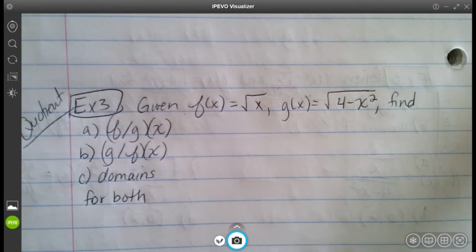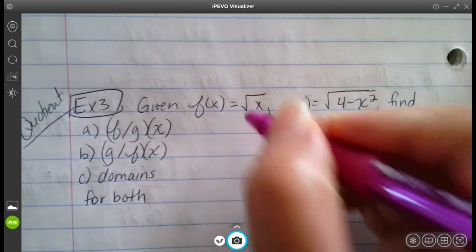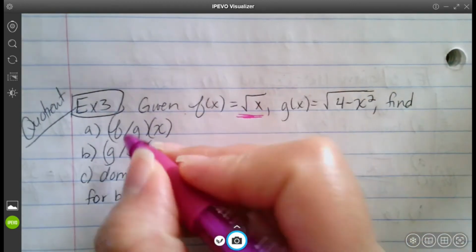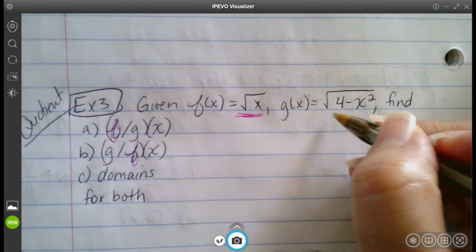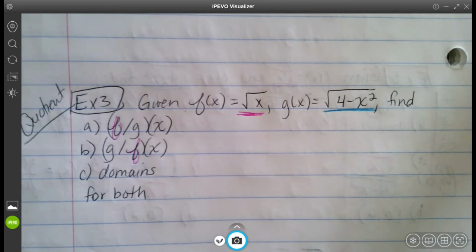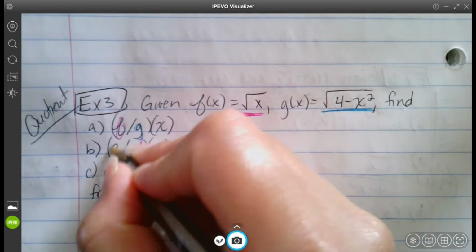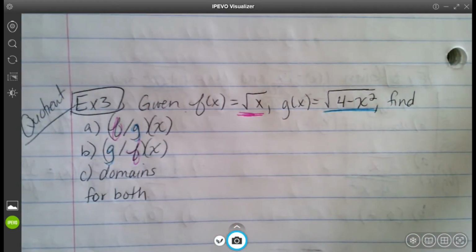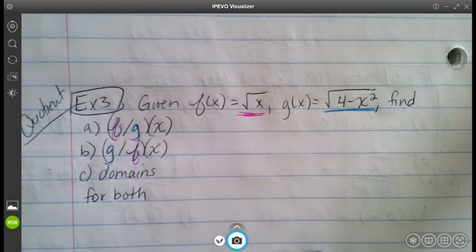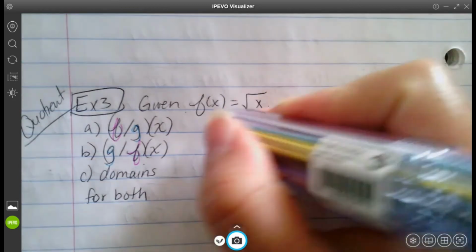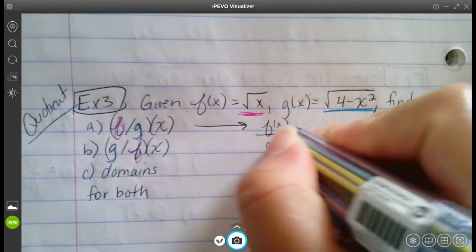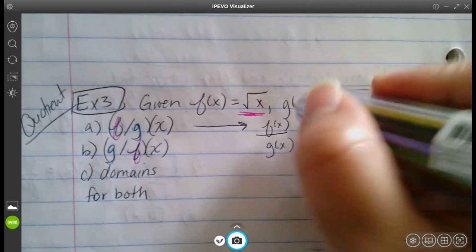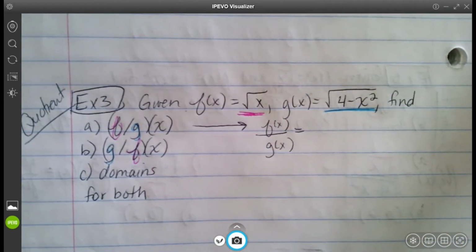We are given f of x is equal to the square root of x, so there's f of x. Okay, I'm going to kind of put wherever f is, and g of x is equal to all this, square root of 4 minus x squared. Okay, so my g's are over here. Find letter A first. So letter A is saying we're going to divide f divided by g. Okay, so this one is f of x divided by g of x. Okay, so we just plug them in.